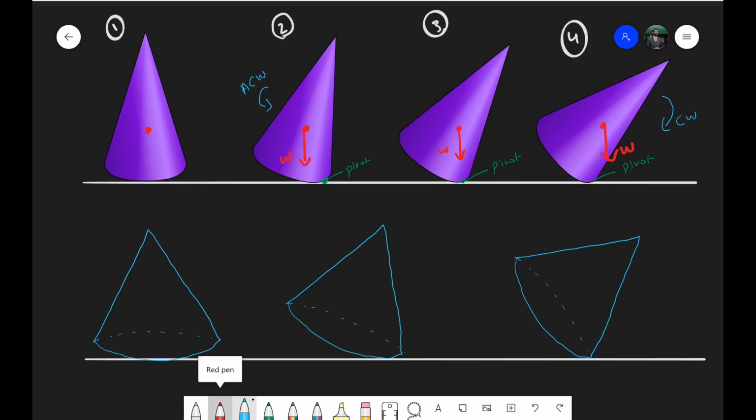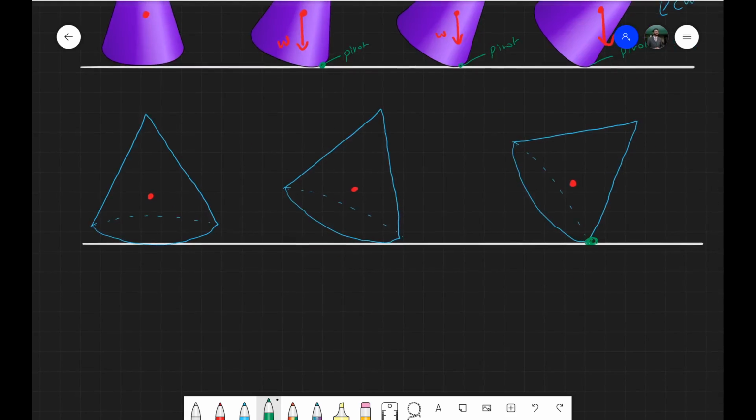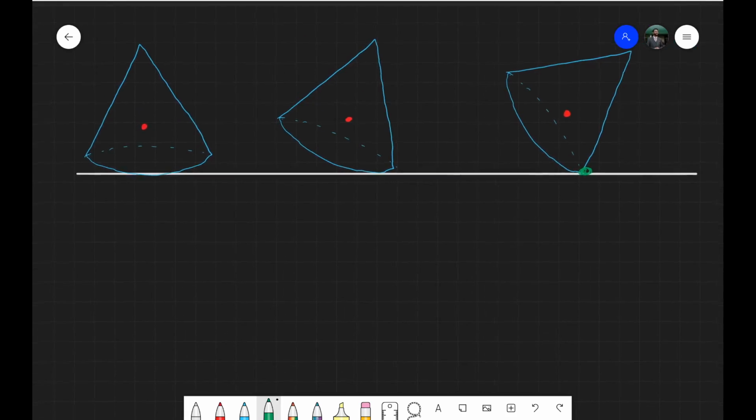So let's say if this is the center of gravity, and this is the center of gravity here, and this is the center of gravity here, you can see that we have tilted it much farther than the cone which is above, but still this cone might actually come back to the starting position, because with respect to the pivot, the weight is still on the left hand side, it's still above the base, so it will come back to the original position and it will rotate anti-clockwise.